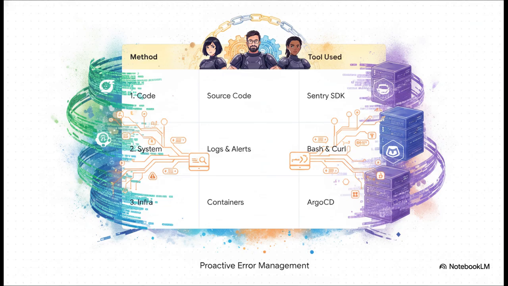Method 1 targets the source code using Python and the Sentry SDK. Method 2 targets system-level logs and alerts using Bash, grep, and curl. And Method 3 targets infrastructure-level containers with Docker and Argo CD. When you combine code, system, and infrastructure methods like this, you create an absolute fortress of a DevOps workflow.